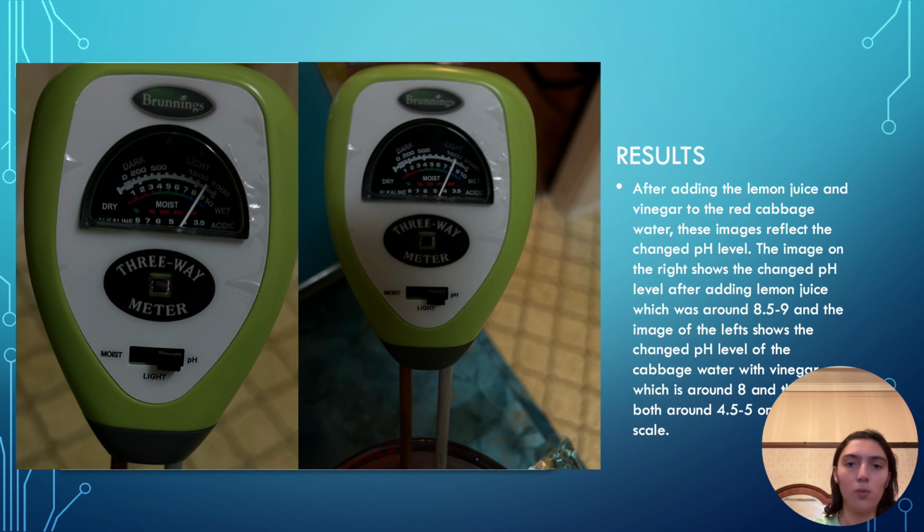changed pH level. The image on the right shows the changed pH level after adding lemon juice, which was around 8.5 to 9, and the image on the left shows the changed pH level of the cabbage water with vinegar, which was around 8 and was around 4.5 to 5 on the acidity scale.